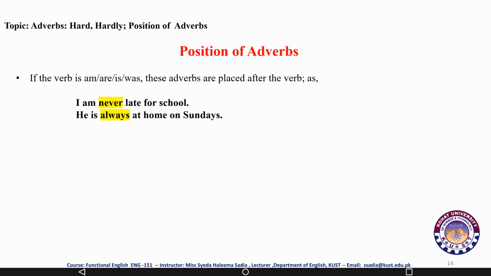And what is the verb? The verb is "is" and "am". So these are verbs actually, and that's why they are placed after these verbs. Am, are, is, was are verbs.